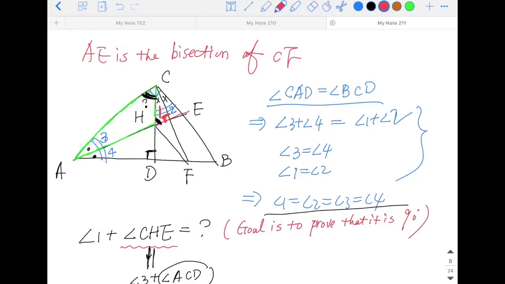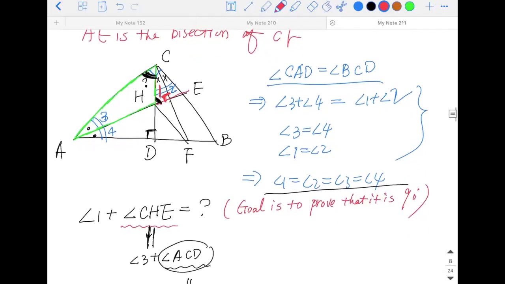If you know that, think about it. My goal is trying to prove this is a bisection. Perpendicular is not enough. I also want to prove the segment length is the same. But I think the following part is so easy. Let's check out these two triangles, the brown one in the top and the green one in the bottom.